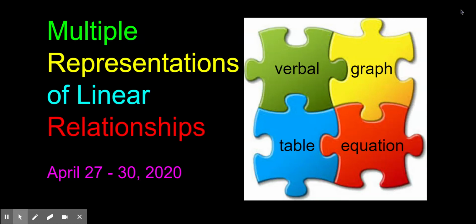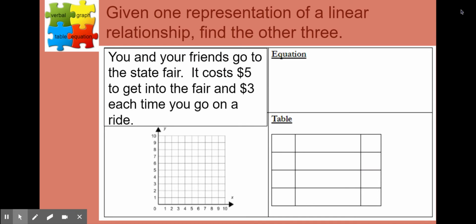Hi, everybody. Today we're going to be working with everything that we've been doing for the past couple of weeks. We're going to be talking about linear equations, graphs, tables, and the verbal situations and how they all work together. We're going to be given one representation of a linear relationship and have to find the other three.